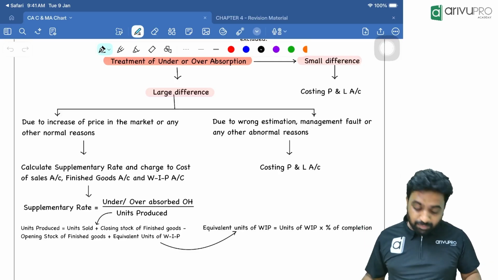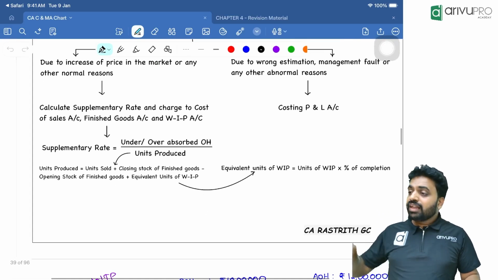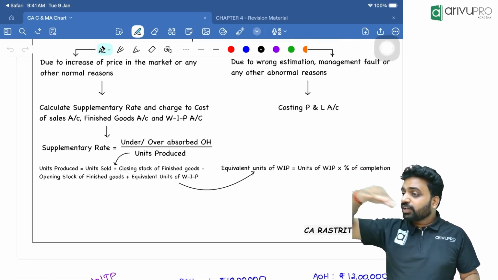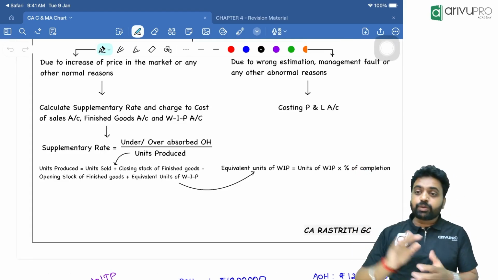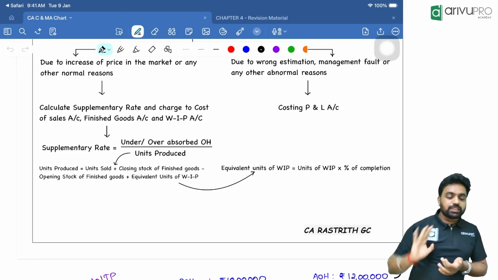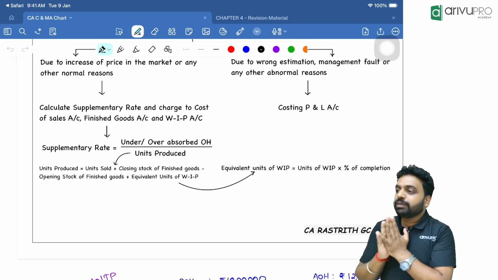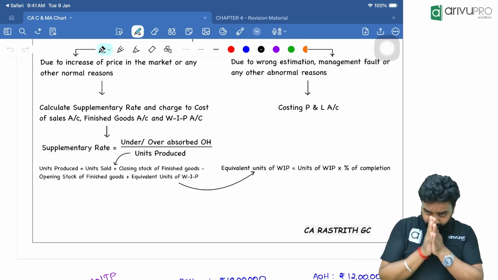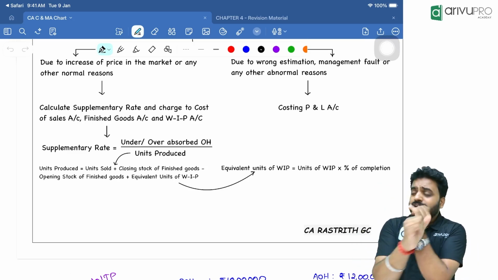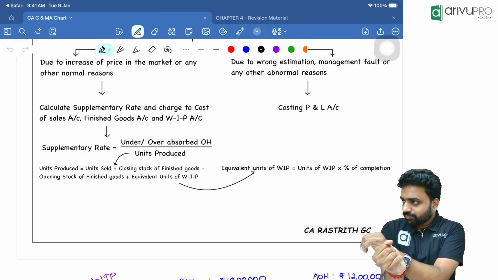How to calculate the supplementary rate? Very simple. The under or over absorbed amount will be there. Divide it by the units produced during the period. Units produced, please keep in mind, is inclusive of the amount spent on WIP. That means whatever units you sold plus whatever units are in closing.